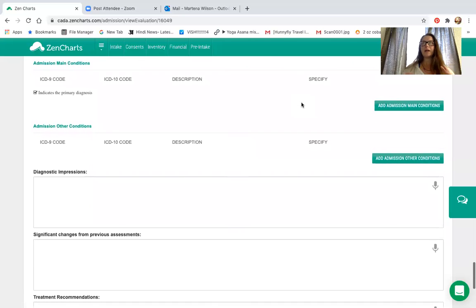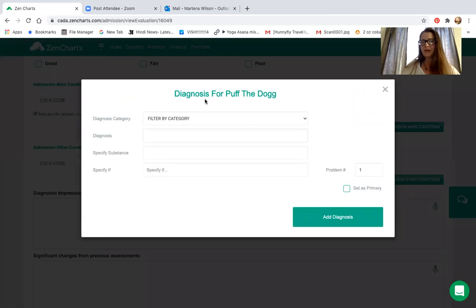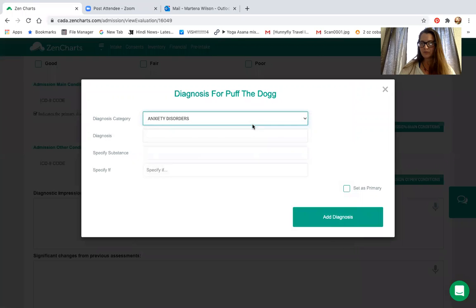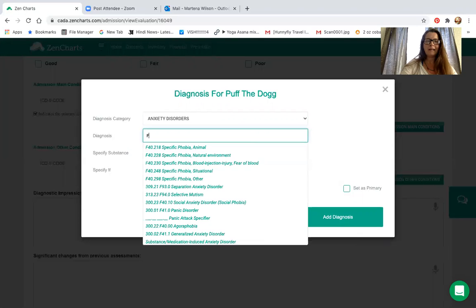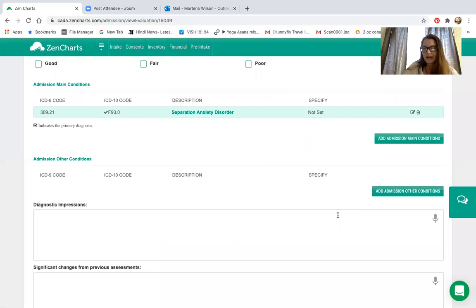So here's where, and again, Brett's going to talk about diagnosing, but this is where you would add that in. Let's say, what did we say? We said separation anxiety, the diagnosis for Puff the dog. So let's click on anxiety disorder. What's the diagnosis? You can put in F. Oh, look, everything pops up. Let's say separation anxiety. We could say situational, but we'll just say that one. Then you can specify, or you can just leave it. I leave it as primary, and again, you can always go back and modify.